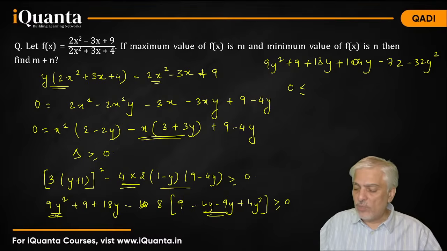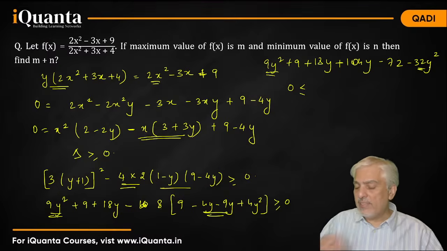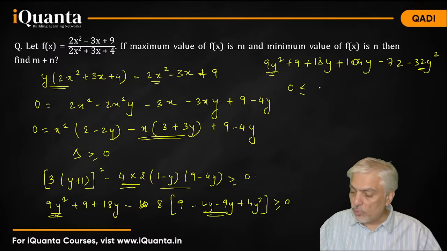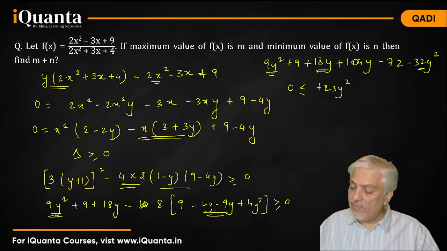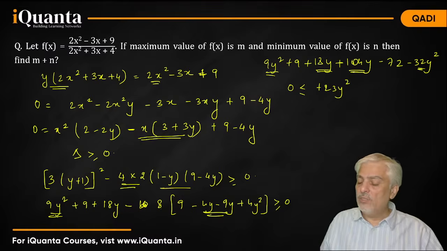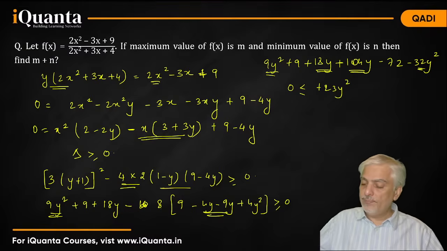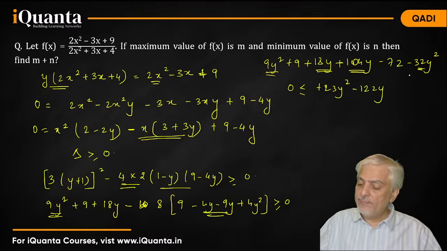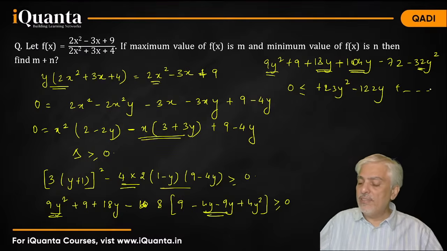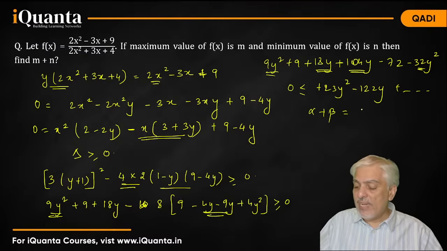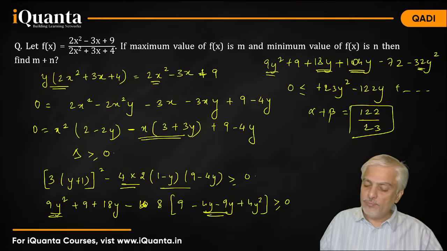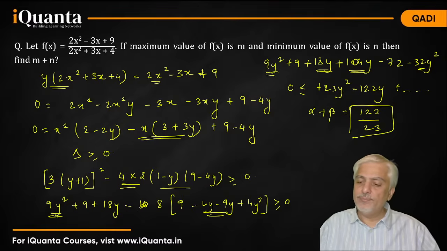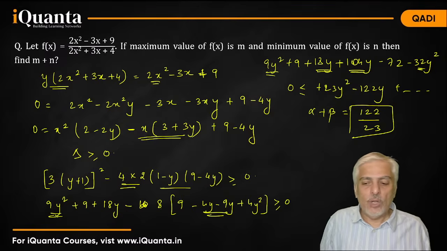So 0 less than or equal to 9 minus 32 will become minus 23y square. Oh, sorry, 23y square. Taking it on the other side. This is 18y plus 104y. That's 122y. So minus 122y. The last part will not matter because we want the sum of the roots, m plus n. So sum of the roots will be minus b by a. So 122 by 23. Yeah. 122 by 23. Perfect. Okay, bad question.